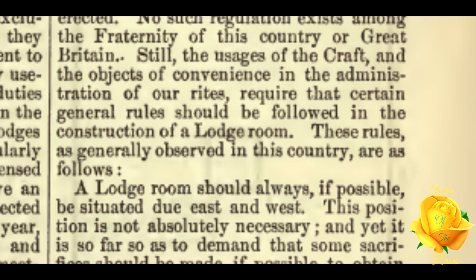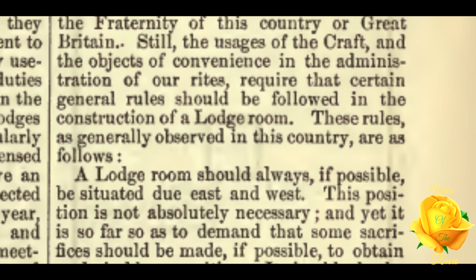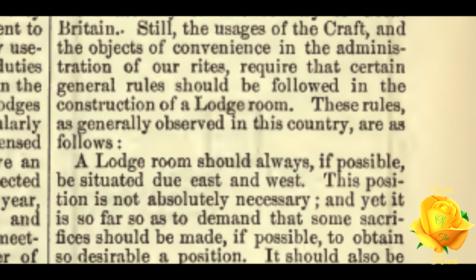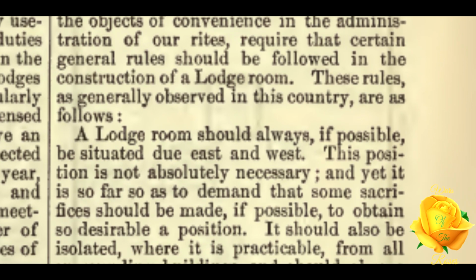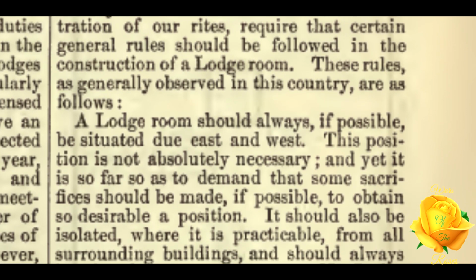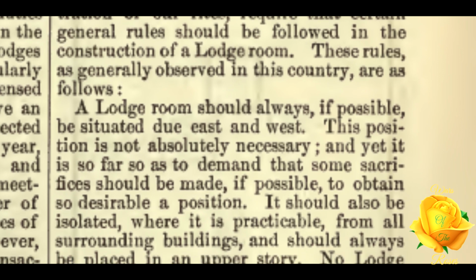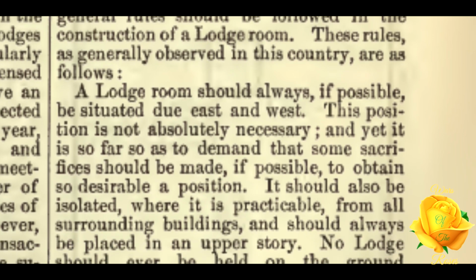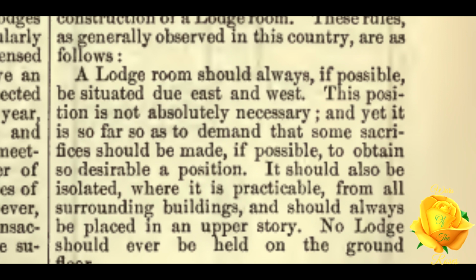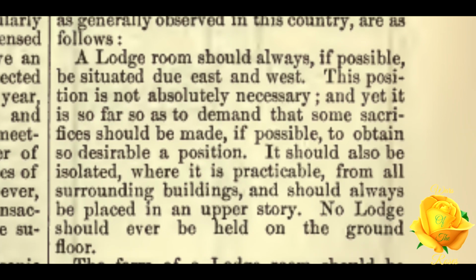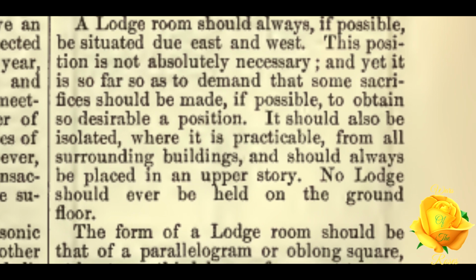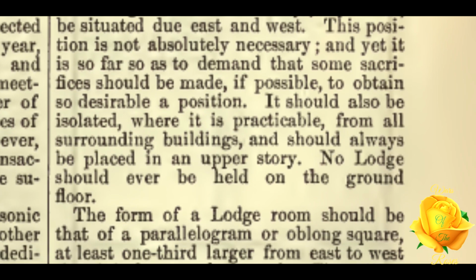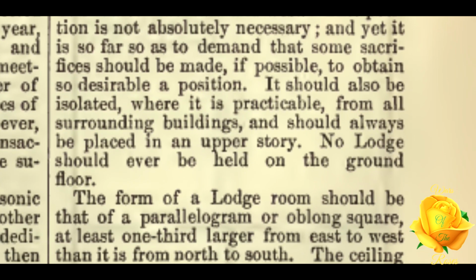Still, the usages of the craft and the objects of convenience in the administration of our rites require that certain general rules should be followed in the construction of a lodge room. These rules, as generally observed in America, are as follows. A lodge room should always, if possible, be situated due east and west. This position is not absolutely necessary, and yet it is so far so as to demand that some sacrifices should be made, if possible, to obtain so desirable a position.